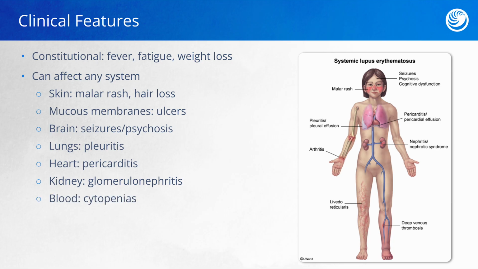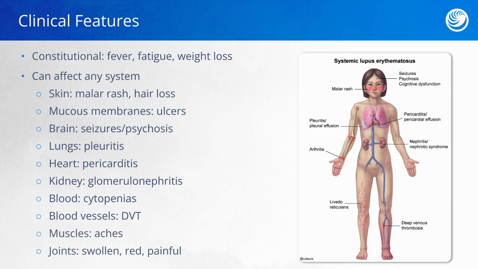Red and white blood cells can be targeted, which can lead to the development of anemia and leukopenia. Because these complexes can cause damage to the endothelial lining within the blood vessels, clients are more at risk for developing deep vein thrombosis. And clients are more prone to getting muscle aches, as well as joint pain, swelling, and redness.